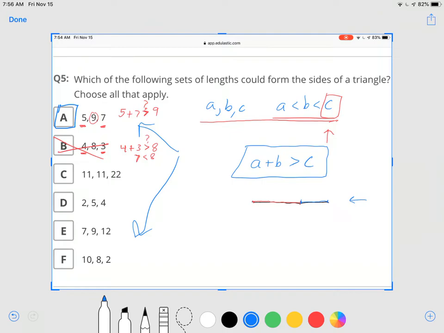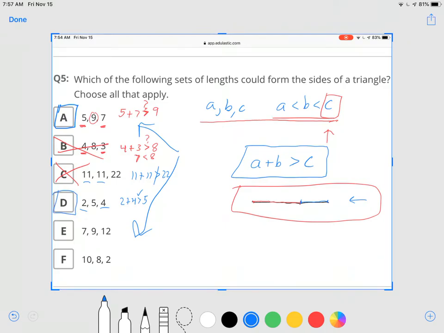Option C, again, the two smaller sides are 11 and 11. Unfortunately, 11 plus 11 adds up to exactly 22. So 11 plus 11 is not bigger than 22. It adds up exactly to it. So this won't work. That would kind of be like this situation right here on the bottom right. You wouldn't be able to move those lines up to make a triangle. Alright, option D says 2, 5, and 4. The two smaller ones are 2 and 4. Is 2 plus 4 greater than the remaining side 5? The answer is yes, it is. So this would work.